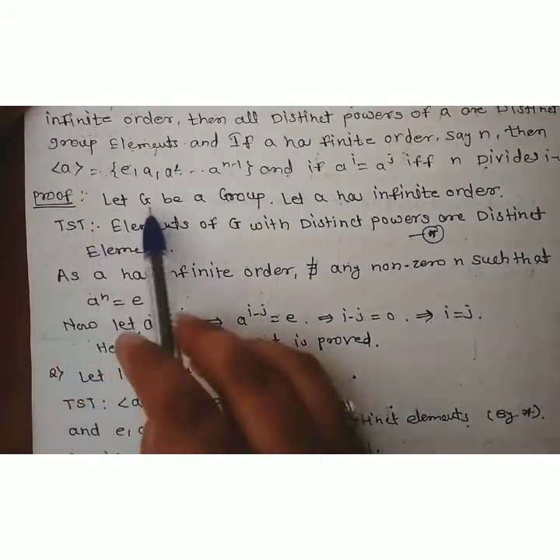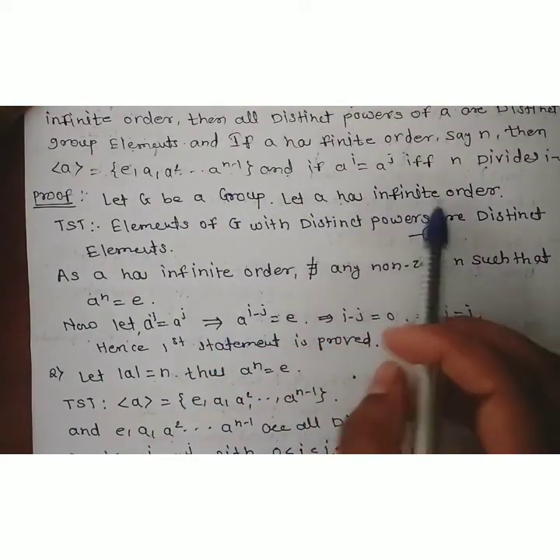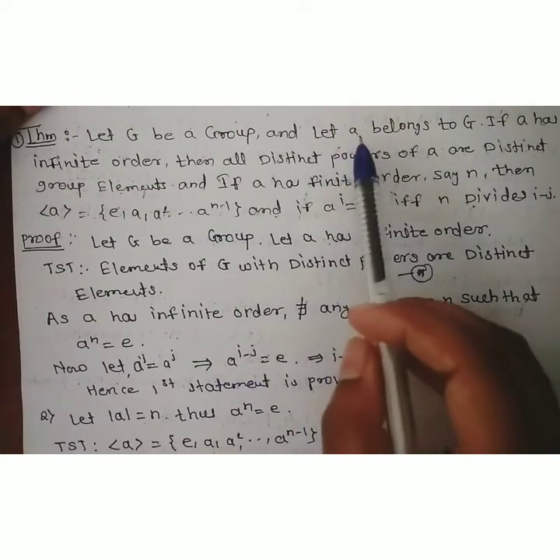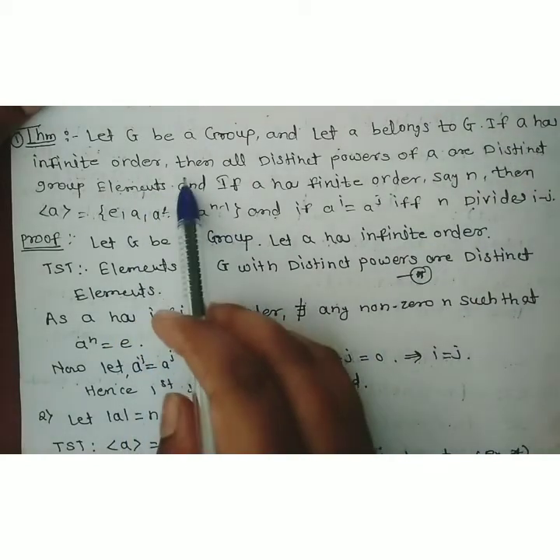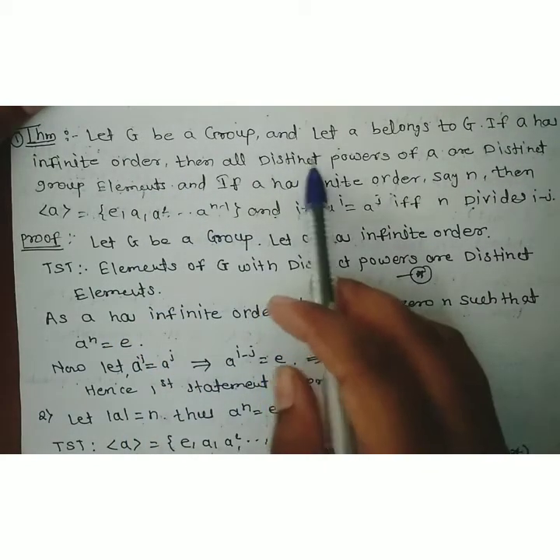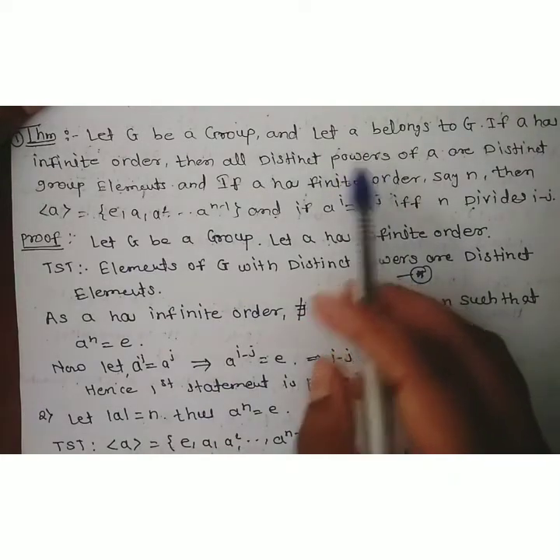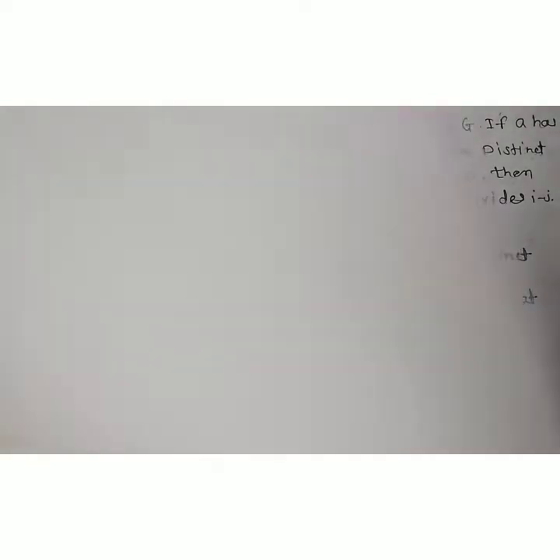First, let G be a group. We have given G is a group and let a have an infinite order. First of all, a is an element belonging to group G and a has an infinite order. Then we have to show that elements of that group G with distinct powers are distinct elements of that group G. That is what we have to show.